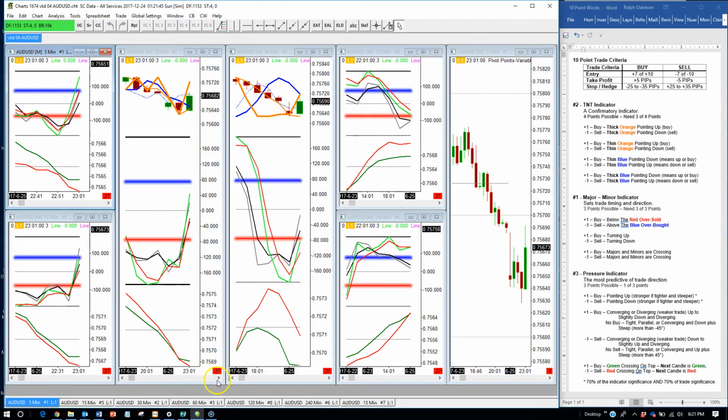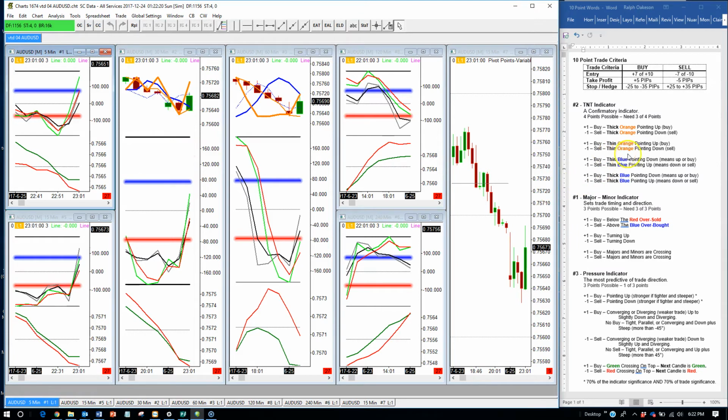Now, when I'm clicking through at 30-minute intervals, you don't see this as much, but as you're watching the trade, you'll notice that here we have the 30-minute, so we have the majors and minors. We're below the oversold, turning up, crossing. So we've achieved this criteria. Now we're going to go up to the TNTs. We're going to confirm to see if this works. We want the thick orange up and the thin orange up because we're buying. Thick orange is up, thin orange is up, okay?